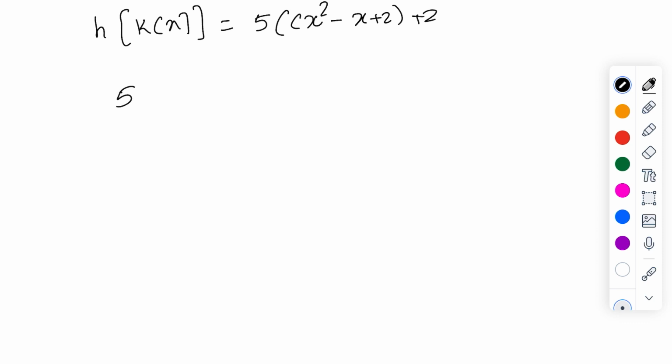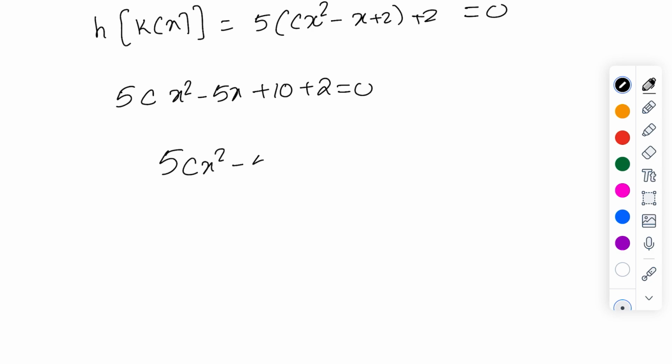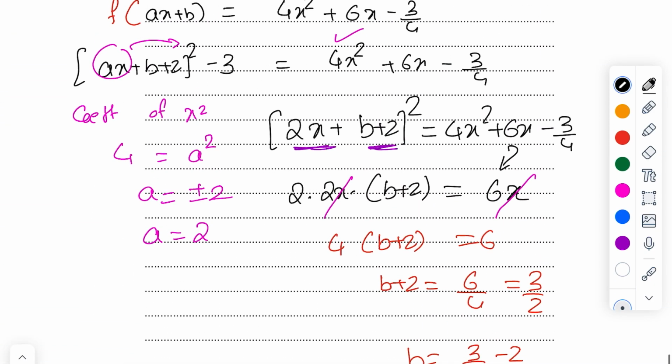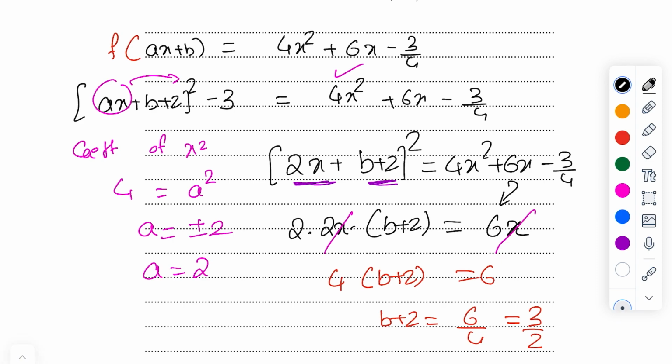So what does that become? 5 times cx square minus x plus 2, plus 2 equals 0. So 5c x square minus 5x plus 10 plus 2 equals 0. So it becomes 5c x square minus 5x plus 12 equals 0. Now equal roots means b square minus 4ac equals 0. So 25 minus 240c equals 0. That gives me c as 5 upon 48. That is the value of c.